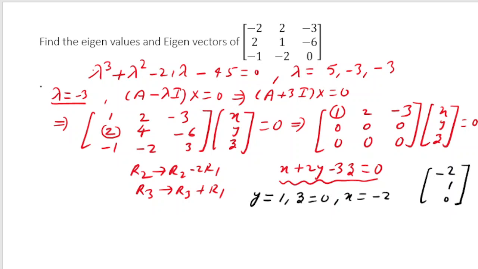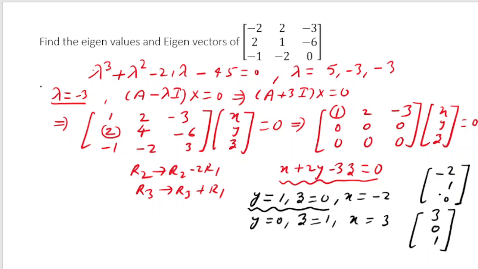But there is another possibility. I can also select y is equal to 0 and z is equal to 1. So in that case, what will be the x? If I take y is equal to 0, this will become 0, and so x will be equal to 3. So I have got an eigenvector that is 3, y is equal to 0 and z is equal to 1. Now these two vectors that I have got are independent vectors.